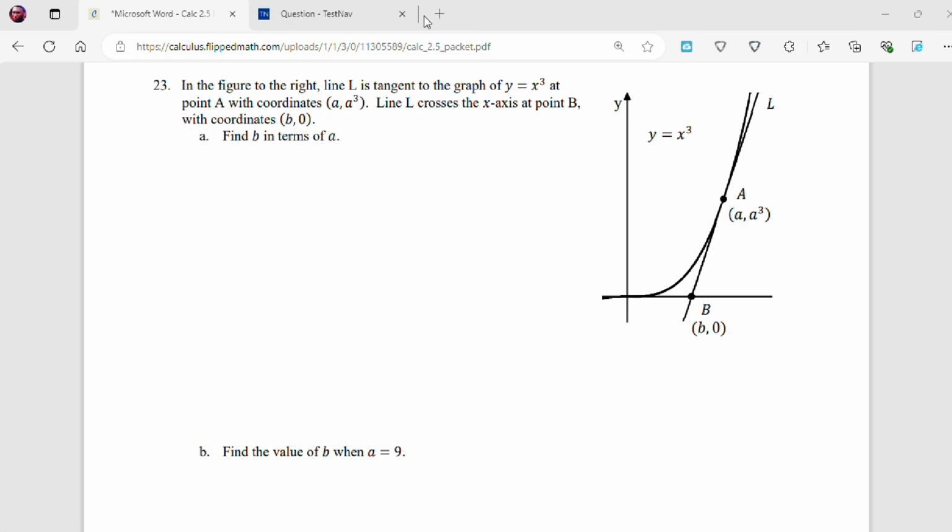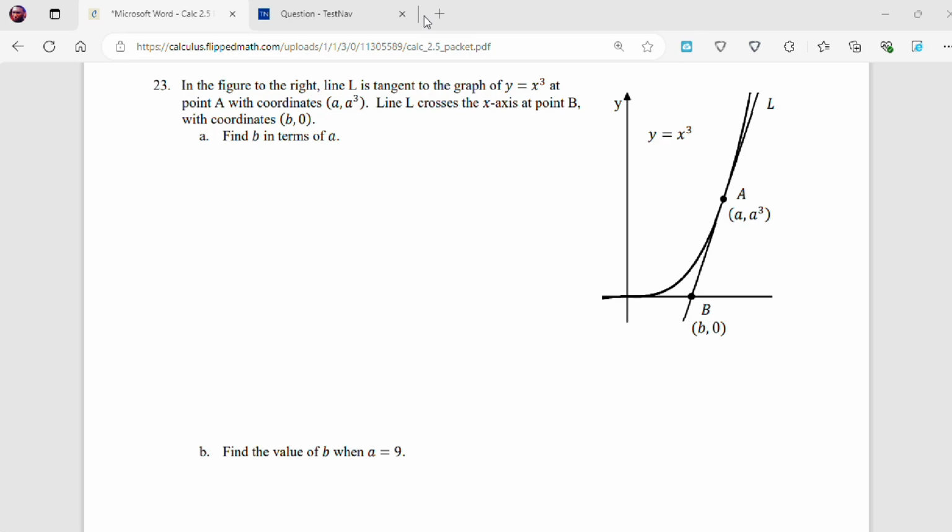Question 23, last one. In the figure to the right, line L is tangent to the graph of y equals x cubed at point A with coordinates a, comma a to the third. Line L crosses the x-axis at point B with coordinates b, comma 0. Find b in terms of a. This question definitely seems a little daunting at first, but let's just see what we can do with the information that's given.